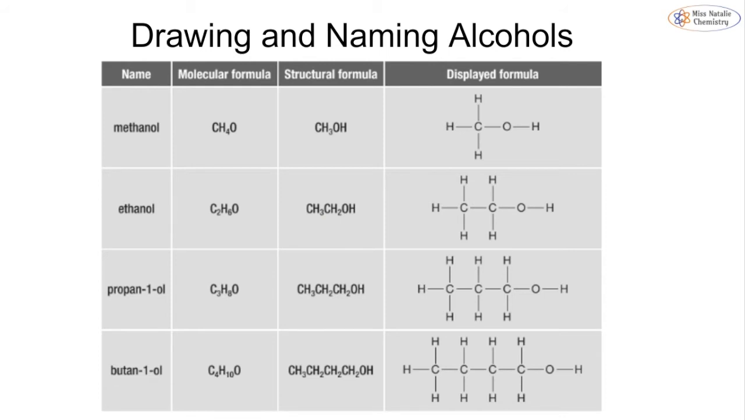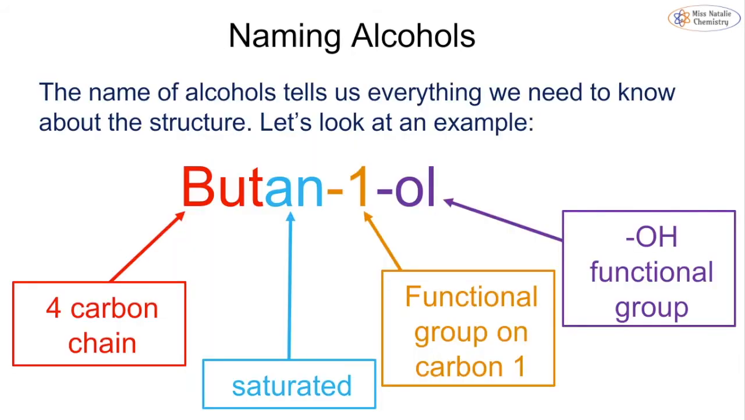So there we can see the structures and the formulas drawn out just a little bit clearer. Each time our OH showing all of the bonds and always connected to the last carbon in the chain. Now, when we name an alcohol, it's similar to when we name an alkane or an alkene, but this time we have to be very specific about the position of the functional group. So we can break the name of an alcohol down into 4 parts.